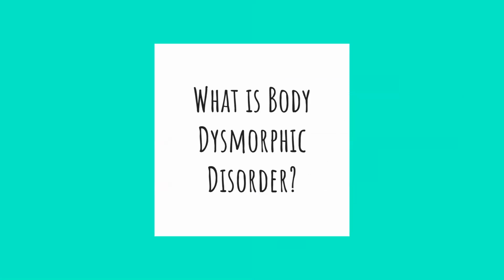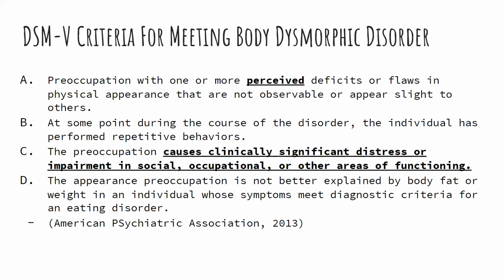What exactly is body dysmorphic disorder? DSM-5 criteria for meeting body dysmorphic disorder has four main criteria. The first one involves preoccupation with one or more perceived deficits or flaws in physical appearance that are not observable or appear slight to others.